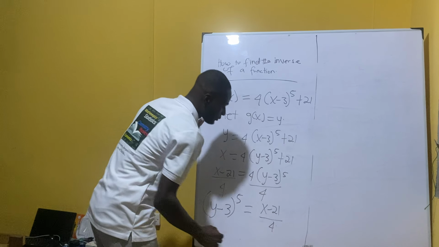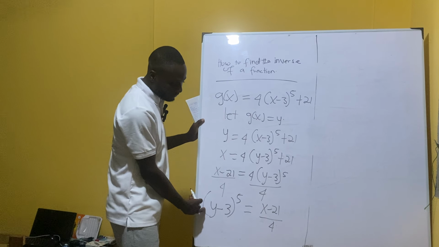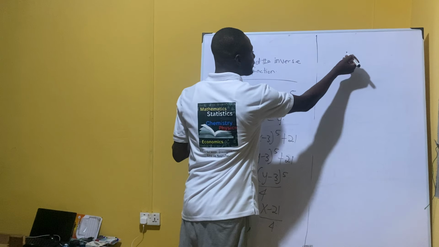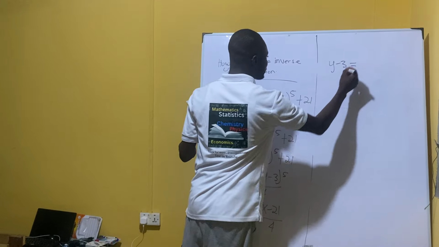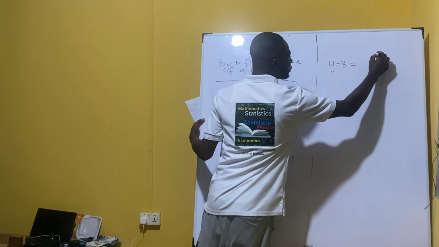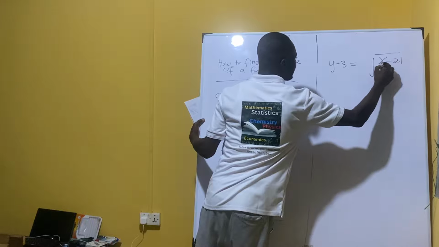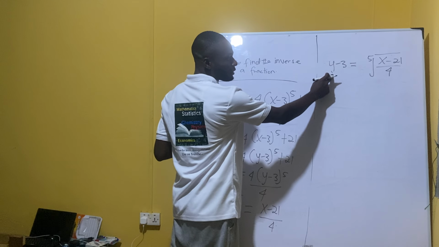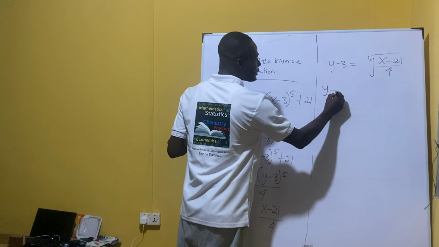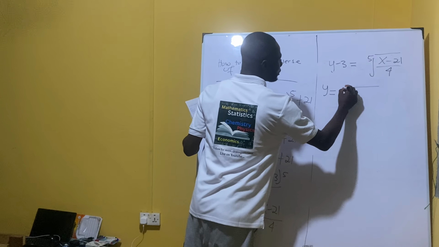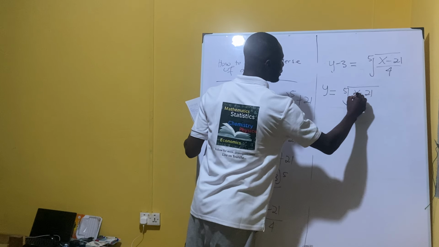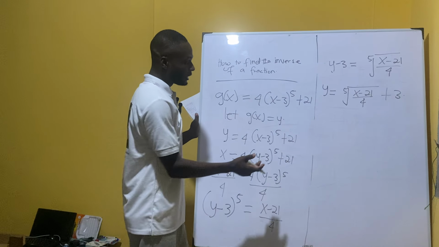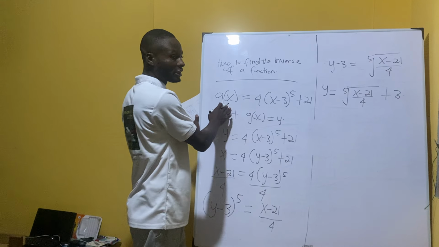So we're going to have y minus 3 power 5 should be equal to x minus 21 all over 4, right? Now we can take the fifth root on both sides to make sure that we get the value of y. So we have y minus 3 should be equal to the fifth root of x minus 21 over 4, right? Now we can make y the subject, so we have y is equal to the fifth root of x minus 21 all over 4 plus 3, right? So this is the inverse of the function given.